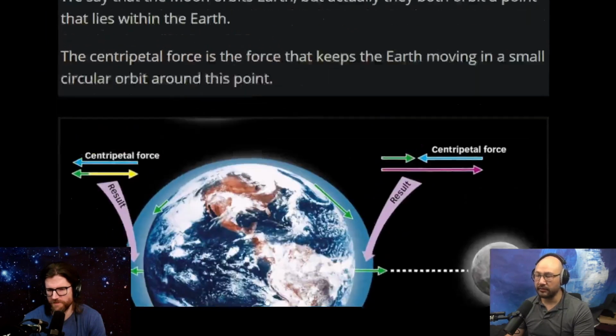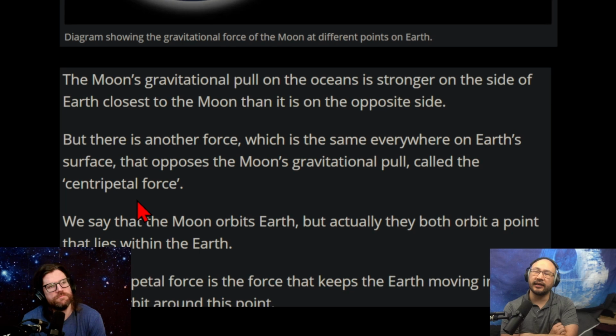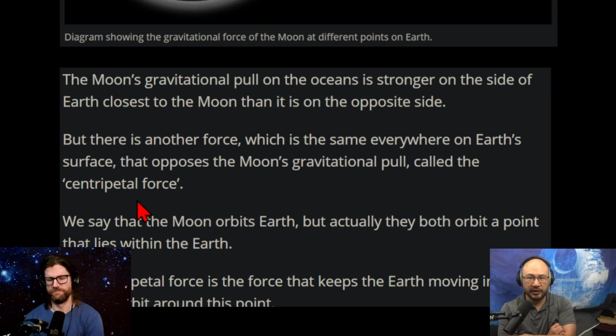Okay. So first, what is the centripetal force? The centripetal force is also not a real force. You cannot give it this name of object A pulls on object B, and then therefore object B pulls on object A. There's only a singular centripetal force. There's no opposite of it.